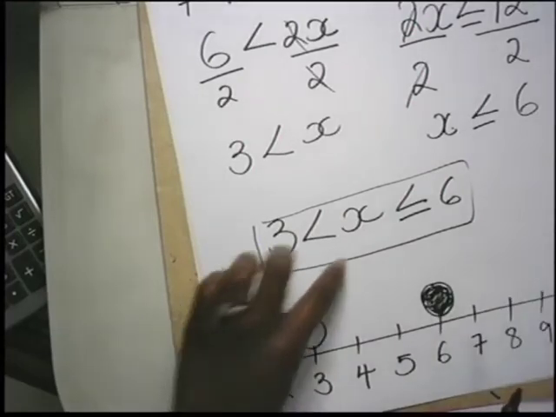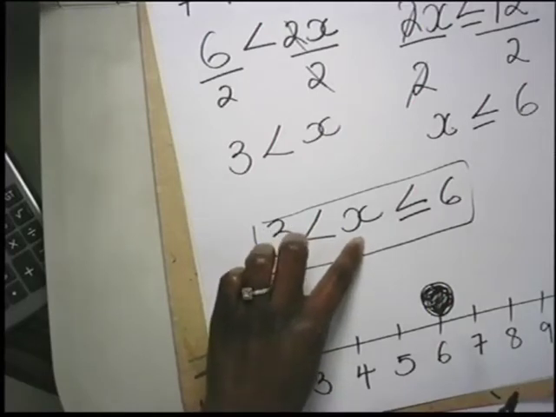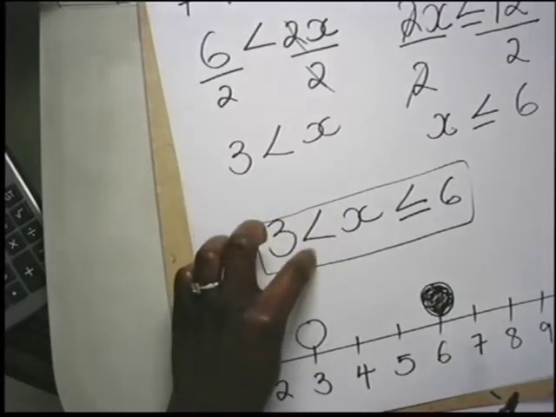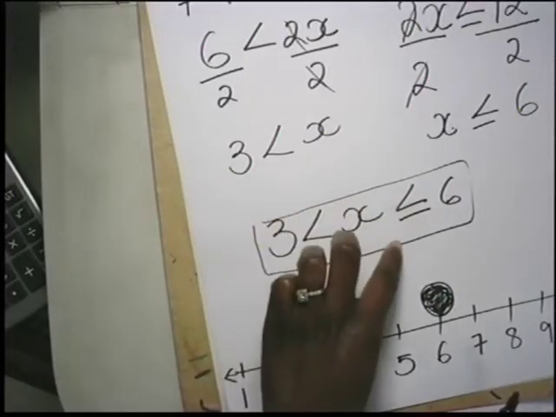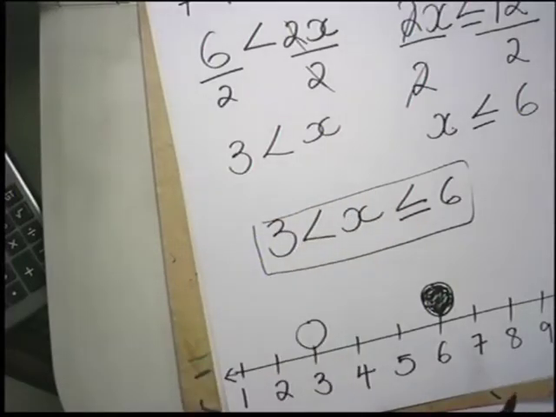Now, which numbers are represented by x? Numbers which are greater than 3. Bigger than 3, but those numbers are less than or equal to 6. Which numbers are those? These are 4, 5, and 6 is included.